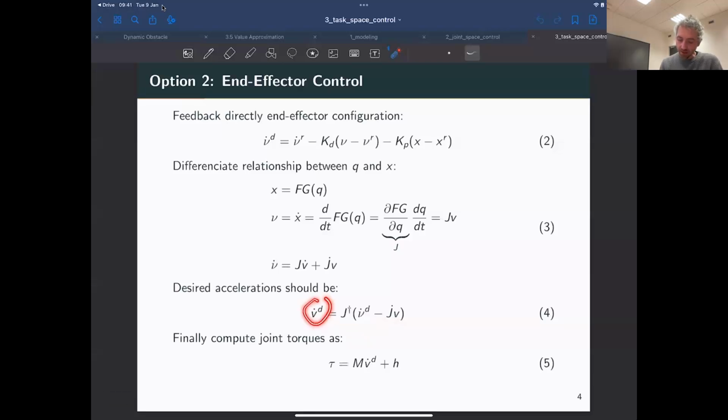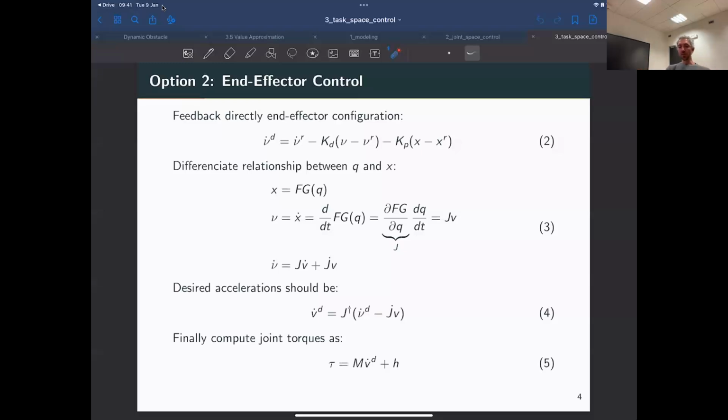Once we have the desired acceleration, we can just plug it inside the system dynamics to compute the corresponding torques. And that would be the analytical way of deriving an end effector space control. However, you probably have already got the mindset of this class. We don't want to do things analytically. We want to cast problems as numerical optimization and then use a solver to find the solution.